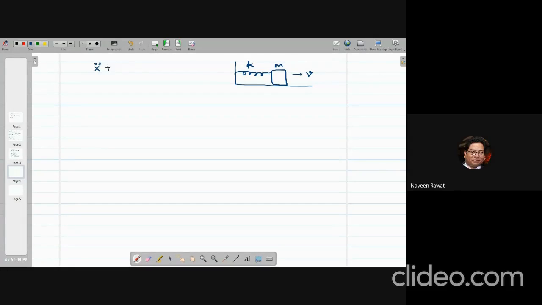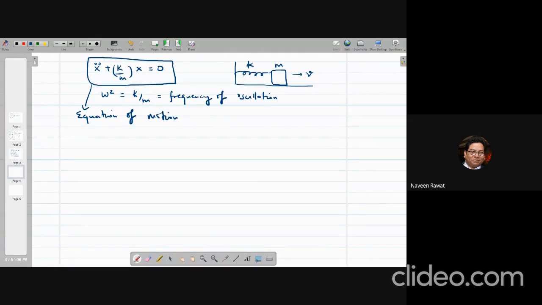Remember, x double dot plus k by m x is equal to 0. And what is this k over m? This is related to omega square, and omega is the frequency of the oscillation, and this represents the motion of your spring, which is a simple harmonic oscillator. So this is known as the simple harmonic oscillator equation. Okay, x is the position of this spring. This is the solution: x is equal to a cos omega t.